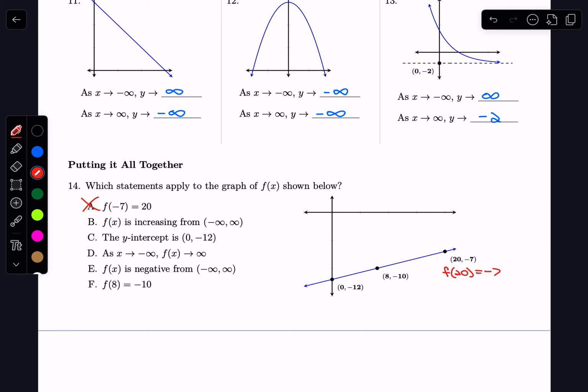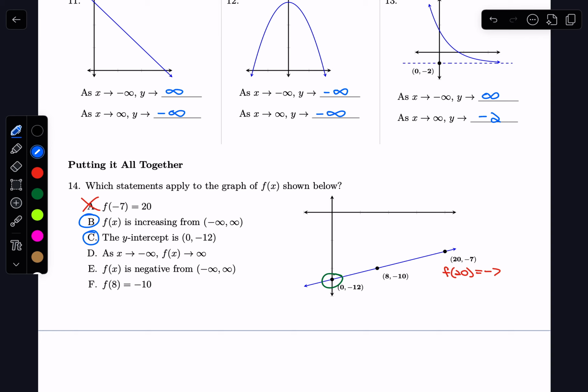Part B says f of x is increasing from negative infinity to infinity. This graph is always going up, right? It's always going in an upward direction, and it's presumably going to keep going. So this is true. It is always increasing. C says the y-intercept is 0, -12. Y-intercept is the spot where it crosses the y-axis. And so we can look and see right here, 0, -12 is the y-intercept. So that's good. That one works.